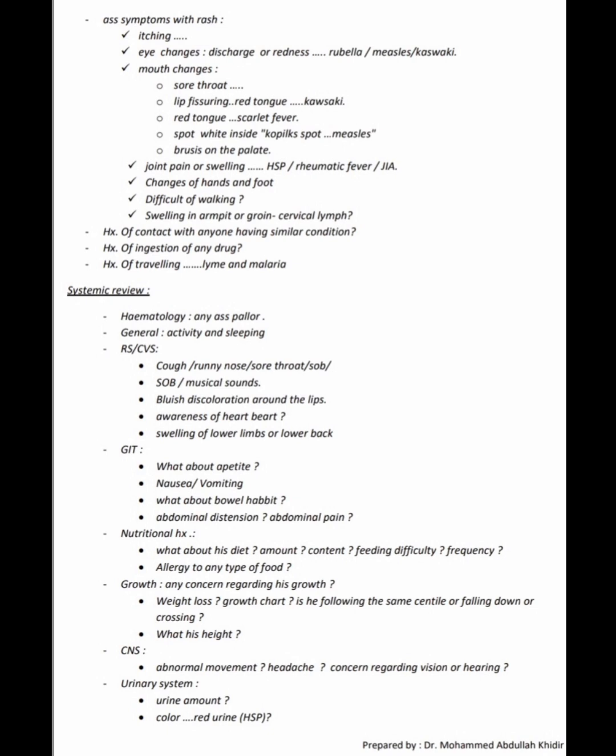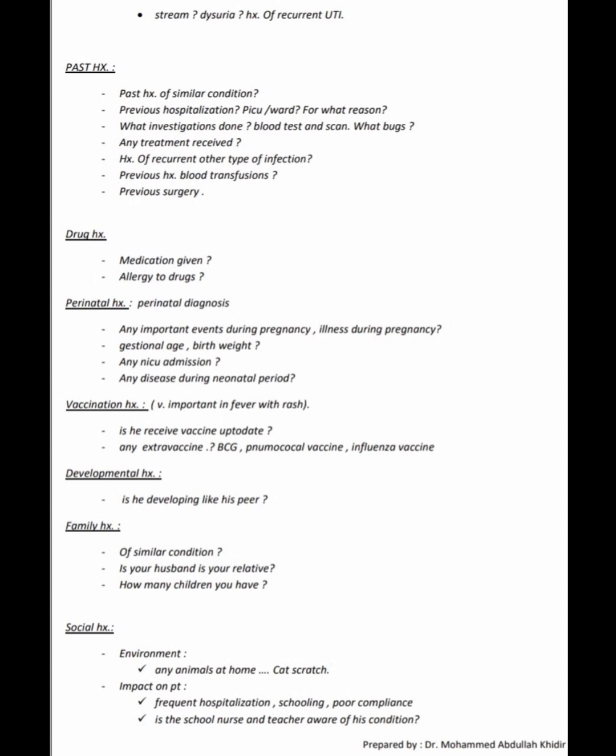Urinary system, we will ask urine amount, color of urine, is it red urine? Henoch-Schönlein purpura you can find in red urine also. Dysuria, history of any recurrent UTI. Past history, how can we take the past history of fever with rash? So past history of any similar condition developed or not.